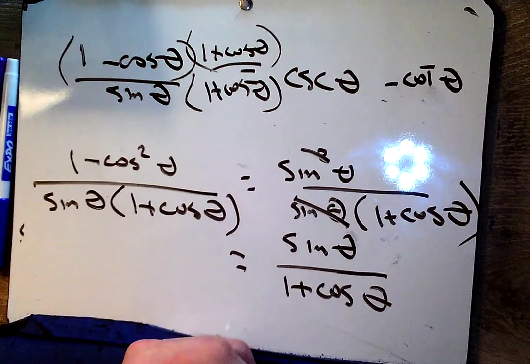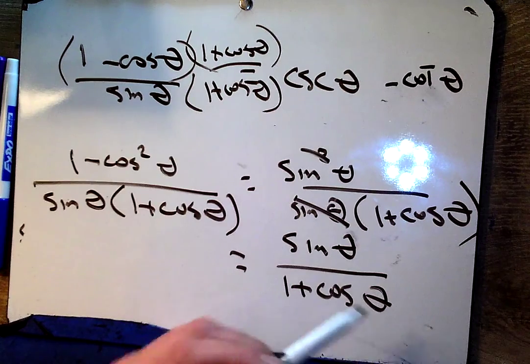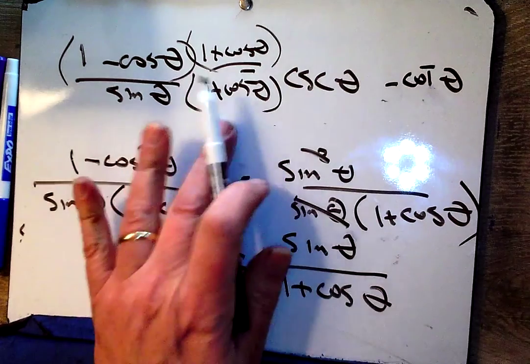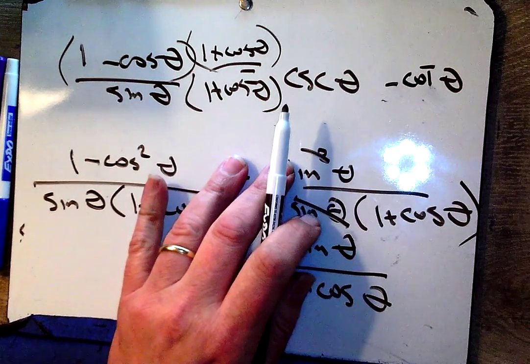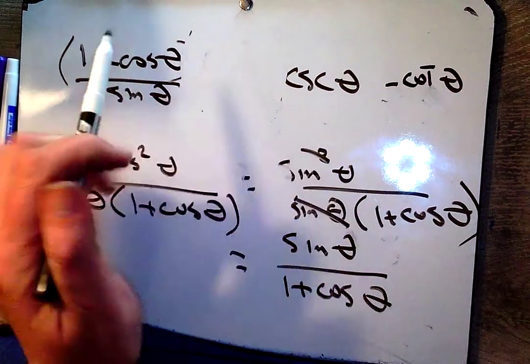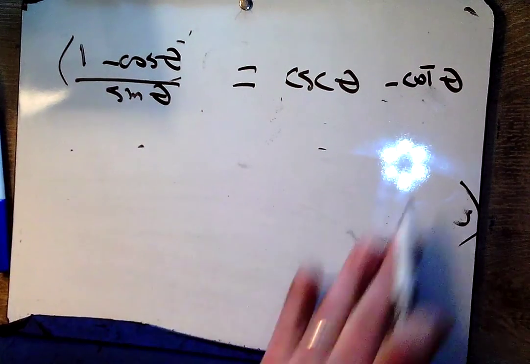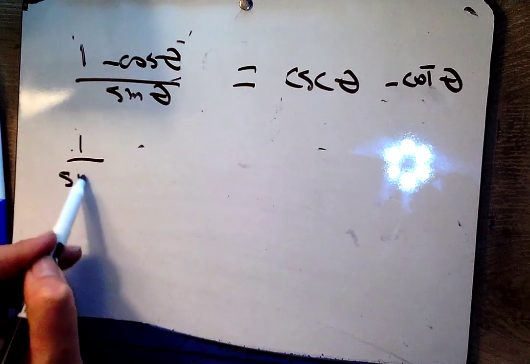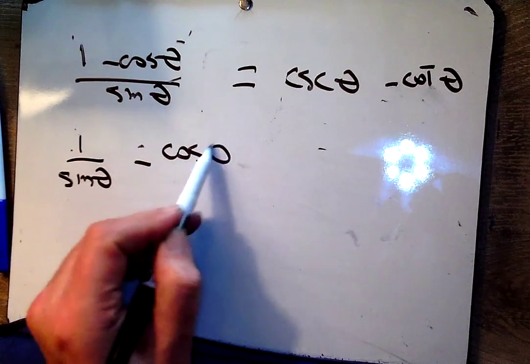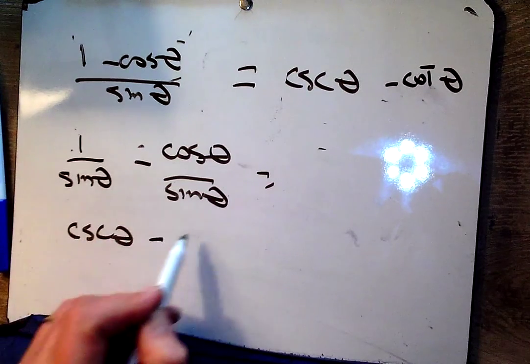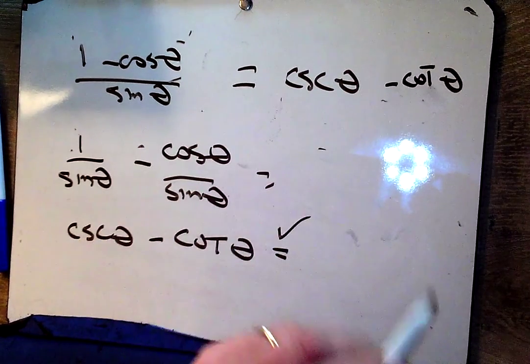But wait a minute. That's not helping me, because I can't split this into 2 fractions, which I'd really like to do. So yeah, conjugate, I don't want to do that here. Instead, I think the easiest way to do this problem is to split this into two fractions. Because then I've got cosecant minus cotangent, and I'm done.